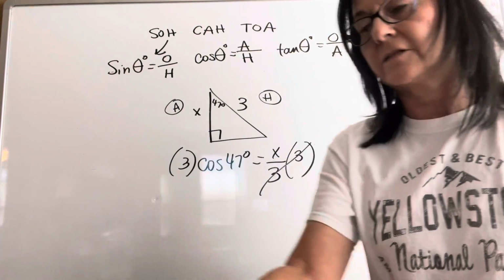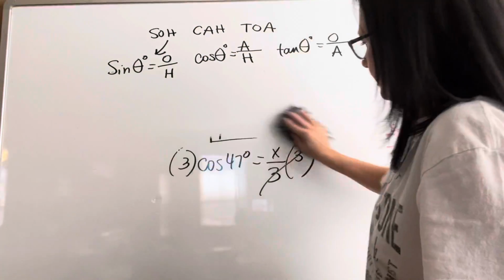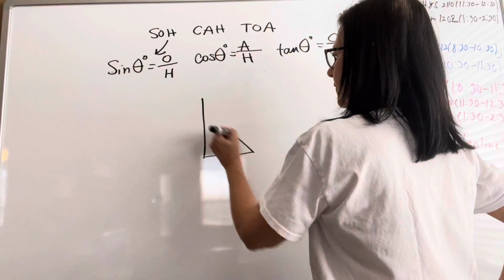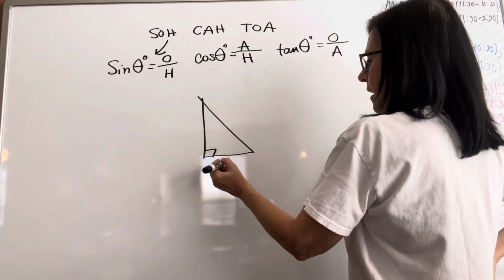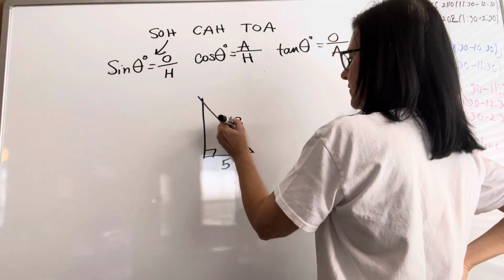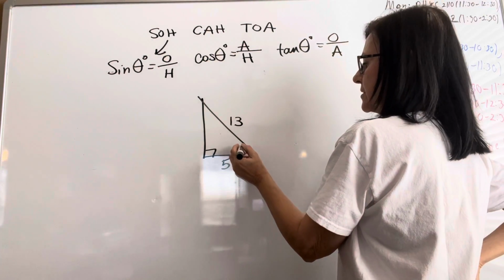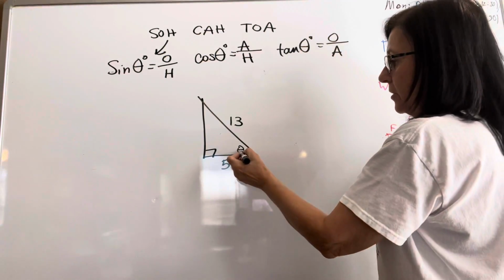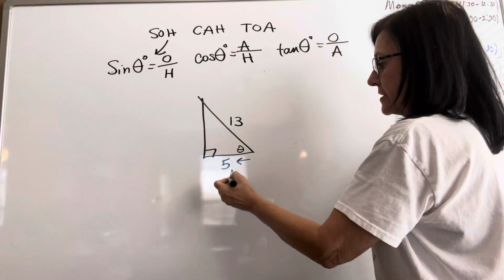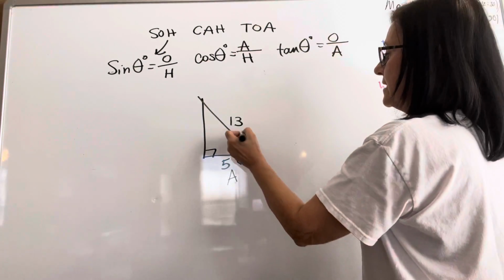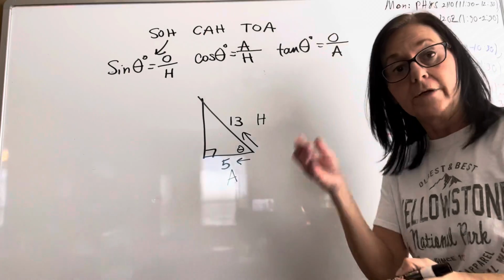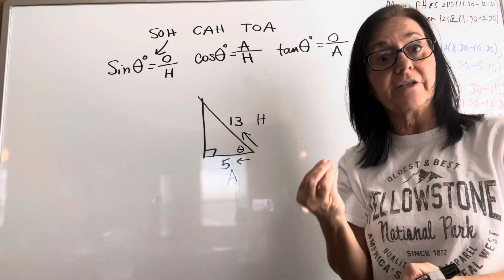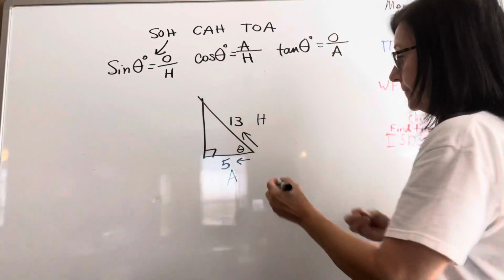All right, now let's solve for an angle. What if I had this and I want to solve for that angle? Well, I look at the angle. What side is this? It's the adjacent side. And what side is this? It's the hypotenuse. So I'm going to use the cosine because that's the sides that I have in relation to the angle that I'm solving for.